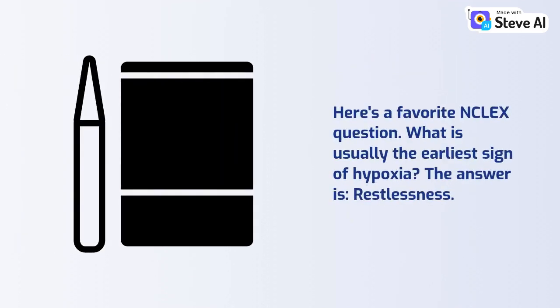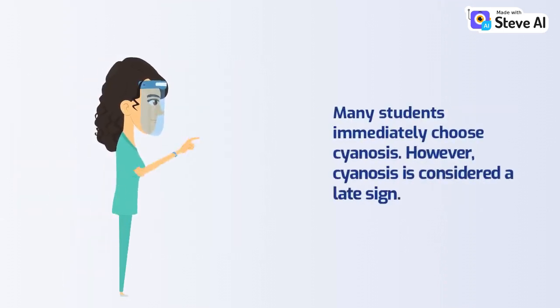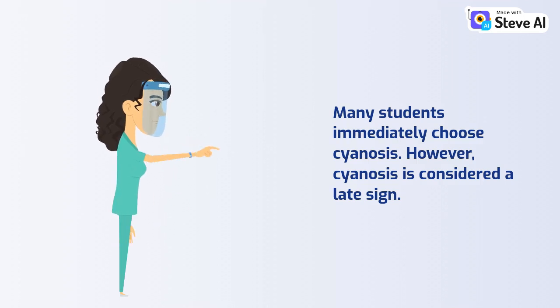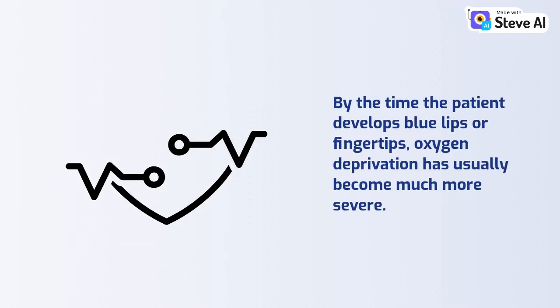Here's a favorite NCLEX question. What is usually the earliest sign of hypoxia? The answer is restlessness. Many students immediately choose cyanosis. However, cyanosis is considered a late sign. By the time the patient develops blue lips or fingertips, oxygen deprivation has usually become much more severe.